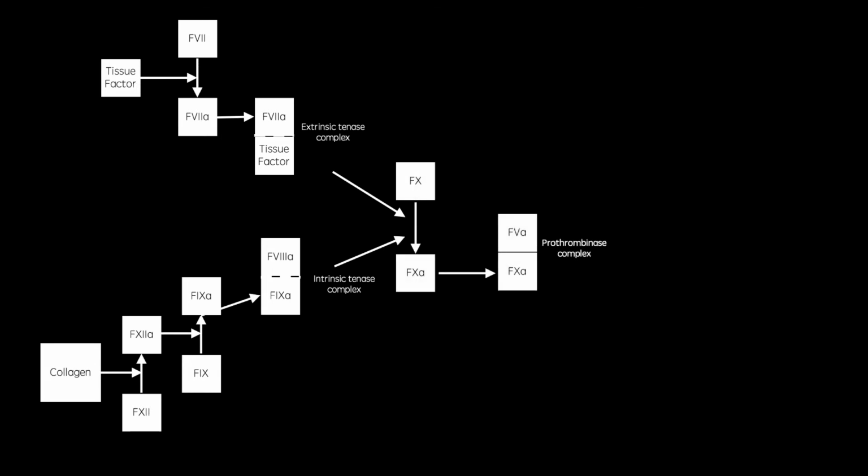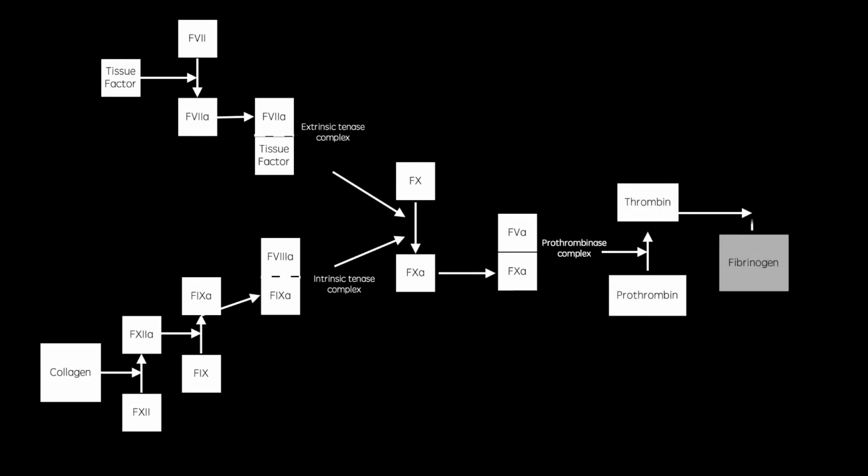Blood is also exposed to tissue factor, which activates factor VII, which along with tissue factor forms the extrinsic tenase complex. Both tenases are activated by calcium and subsequently activate factor X, which along with its cofactor, factor V, forms the prothrombinase complex. This converts prothrombin to thrombin, which converts fibrinogen to fibrin and activates factor XIII. Fibrin monomers bind together to form fibrin polymers, which are converted by factor XIII to a fibrin mesh.